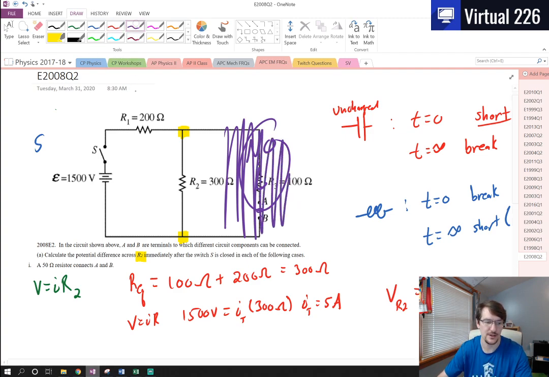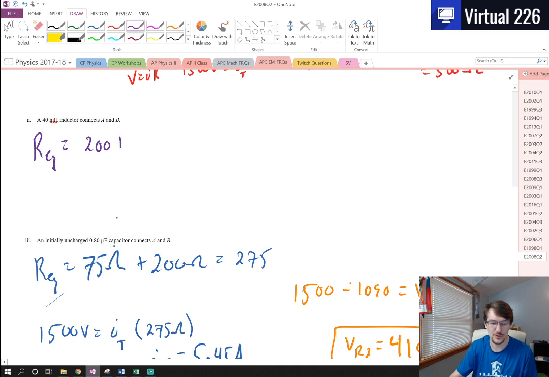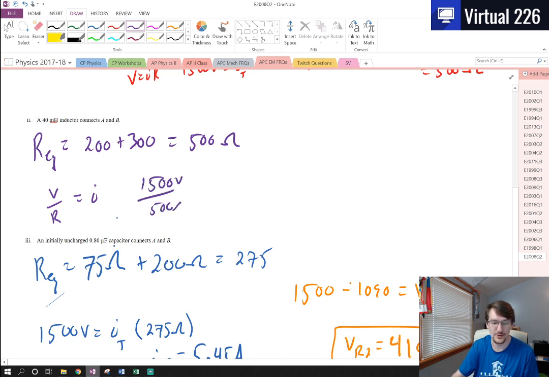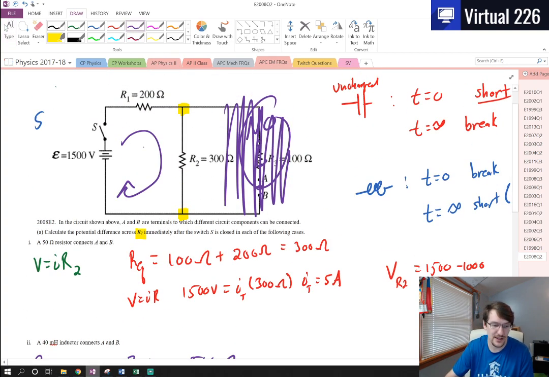The only thing we have in this scenario is a current running in here, which means we can just say that the equivalent resistance of our circuit is the 200 plus 300 ohms, which is 500 ohms. And based off of Ohm's law, V over R equals I, we can say that the 1500 volts divided by the 500 ohms of resistance equals a current of 3 amps. That current of 3 amps is the current everywhere. It's running through the 200 ohm and the 300 ohm resistor.